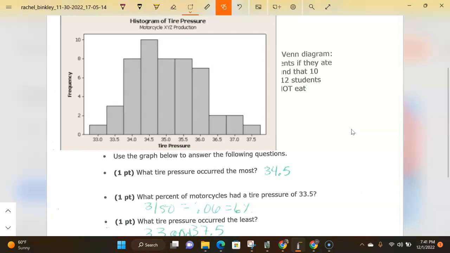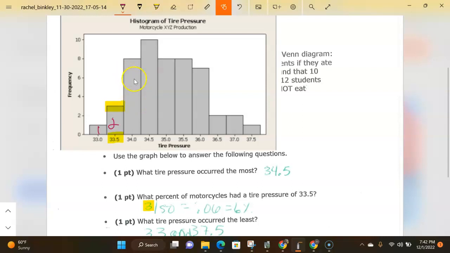What percent of motorcycles had a tire pressure of 33.5? So I go to 33.5 in the bar graph. I figure out that there are three motorcycles in that bar graph, and so I take 3 and then I count up all of the motorcycles in there. What that looks like is that there's 1 here and then 2 here. Sorry, I don't have my pen. And then 3. Whoops, not 3.